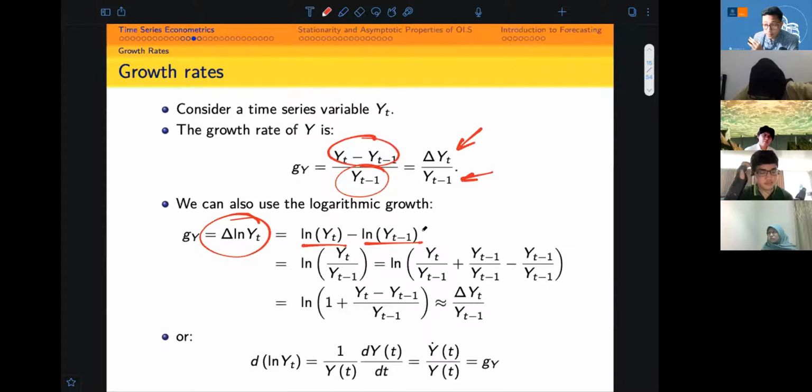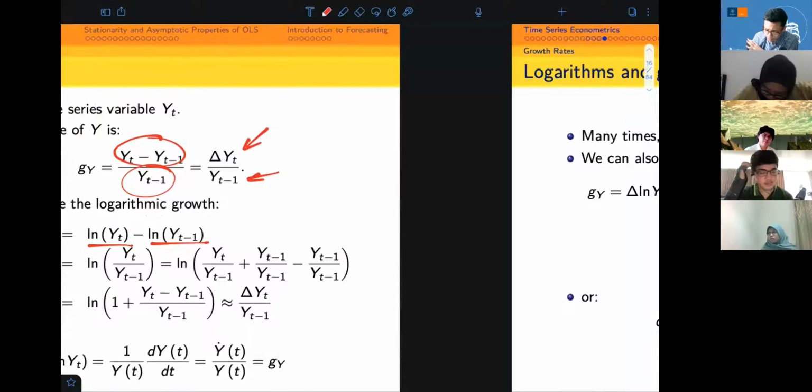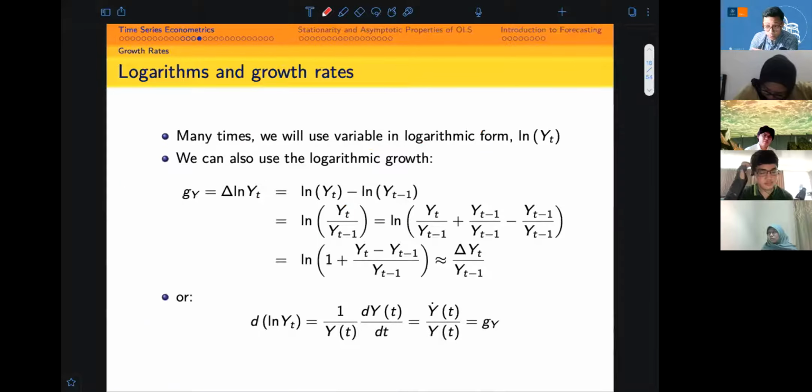The question is, will the two alternatives result in a similar number? The answer is no. It's going to produce a different number, but it's an approximation. So you can use either one. Either you want to use the growth rate calculated by delta YT divided by YT minus 1, or you can use the logarithmic transformation. Again, if you're interested in knowing why the two methods are actually quite similar, you can go ahead and look at this particular graph.